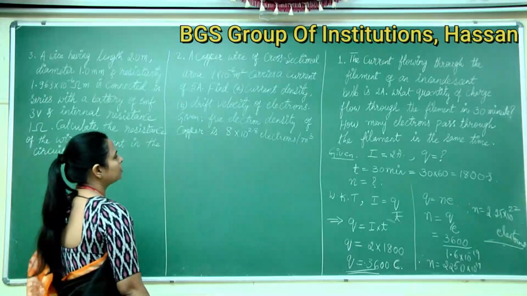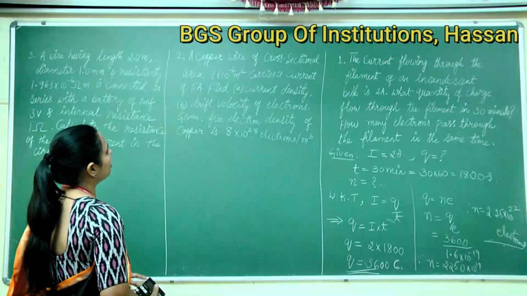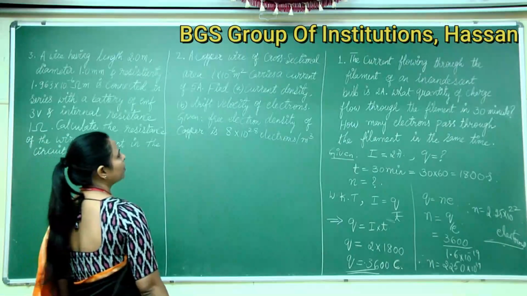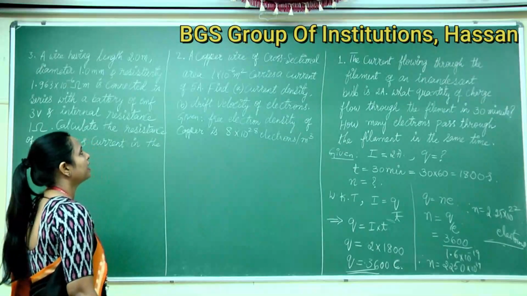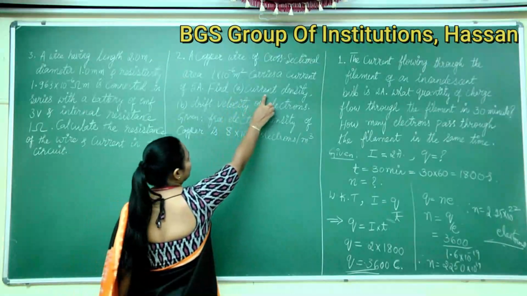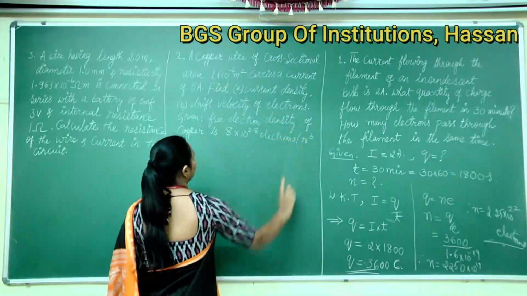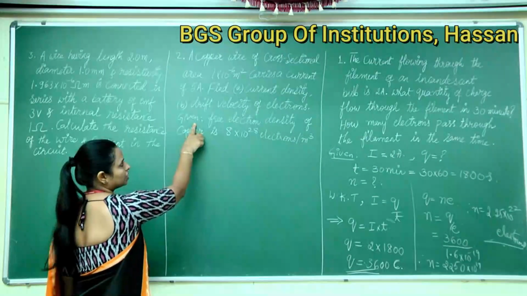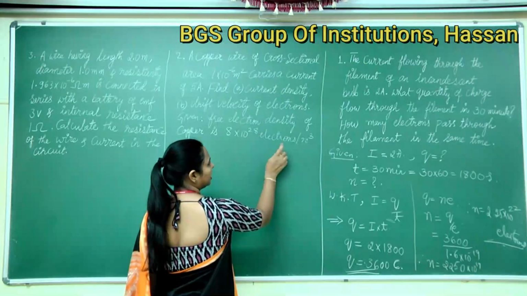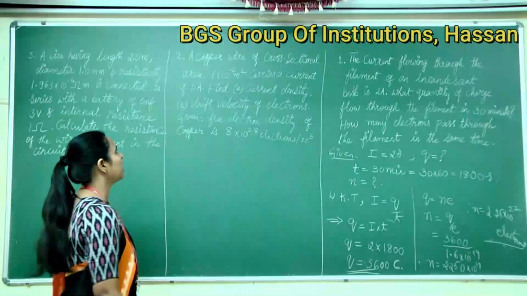Next, move on to the next problem. A copper wire of cross sectional area 1 into 10 power minus 6 meter square carries a current of 5 amps. Find first the current density, second the drift velocity of electrons. The free electron density of copper is 8 into 10 power 28 electrons per meter cube. That is the number of electrons they have given.